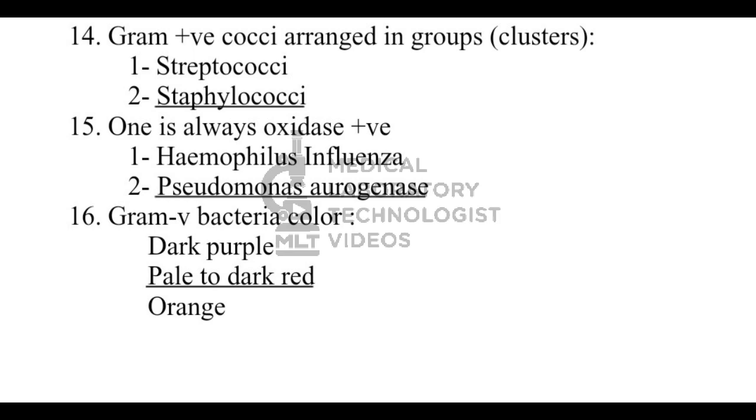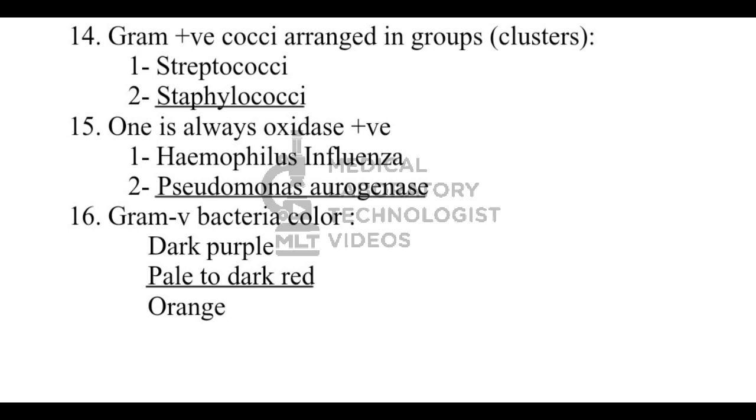Next question is gram positive cocci arranged in clusters. Options are Streptococci and Staphylococci. Answer is Staphylococci. Staphylococci will be arranged in clusters while Streptococci will be arranged in chains.